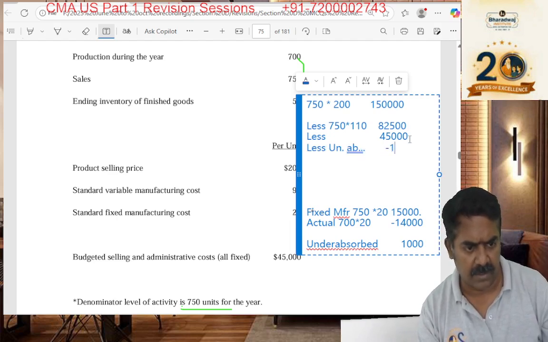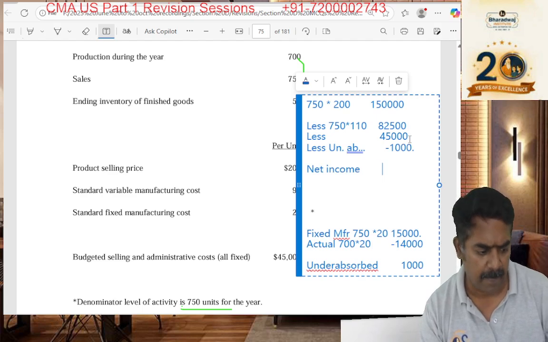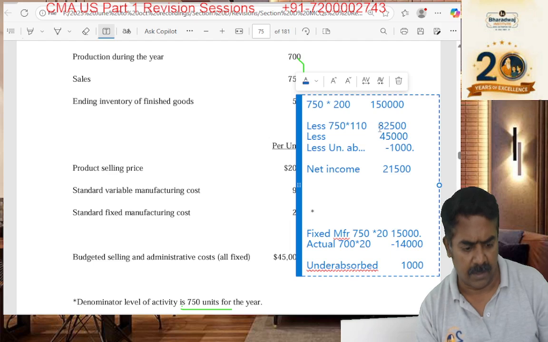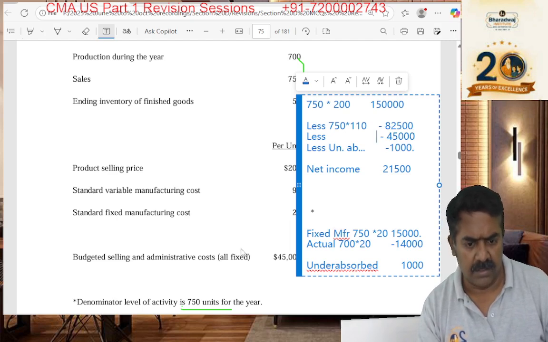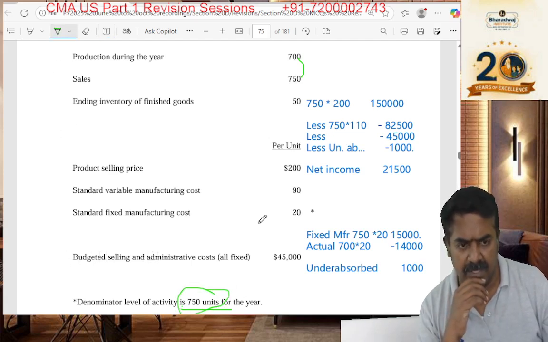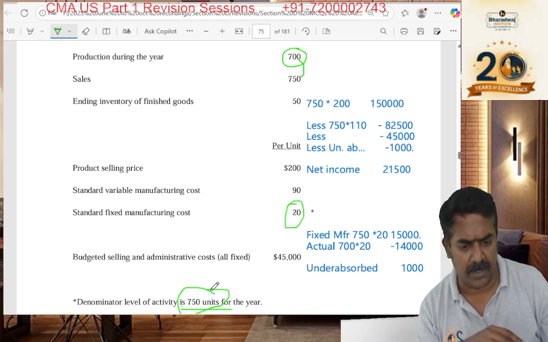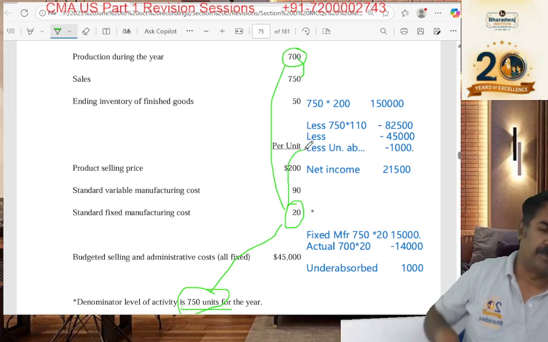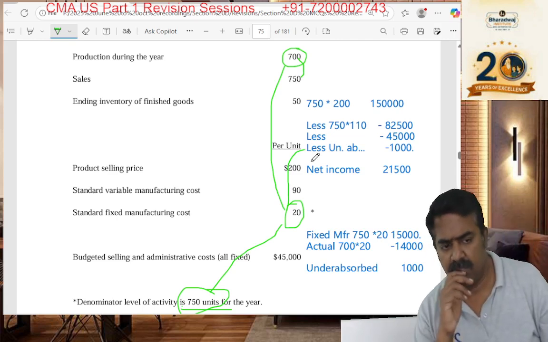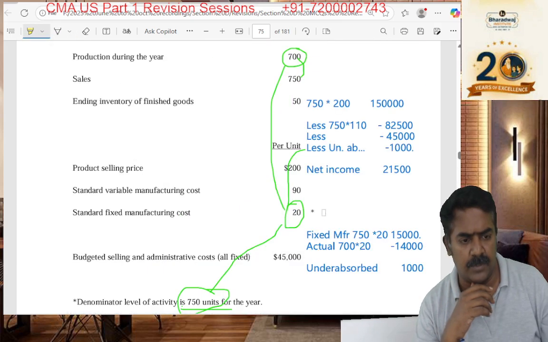Unabsorbed overheads how much? Answer is how much? Net income. How much do you get? 21,500. I repeat. This is your cost. This is your selling cost. These fixed overheads are absorbed based on what? 750 units. But actual production is only how much? 700 units. That 50 into 20 would have been under absorbed. That is adjusted with which one? Net income. So net income is how much? Net income is 21,500.